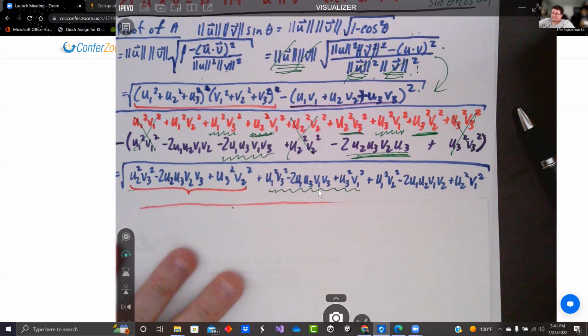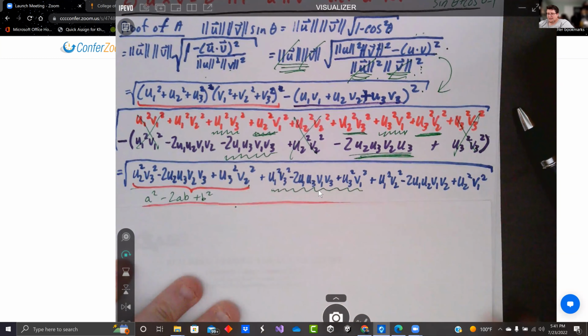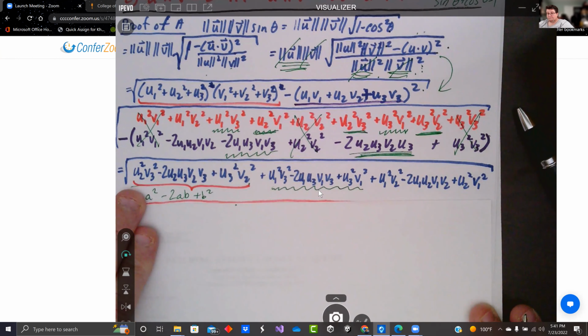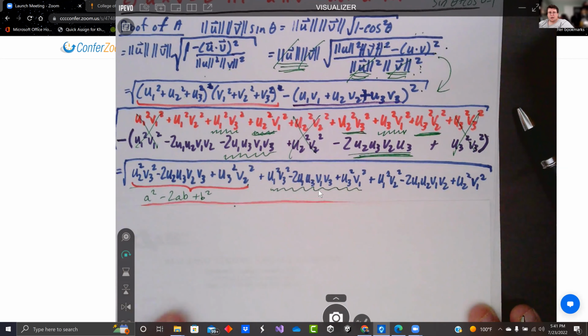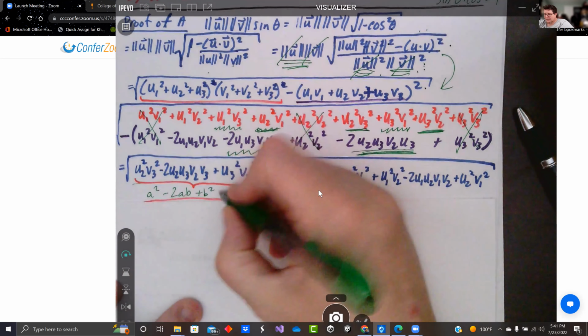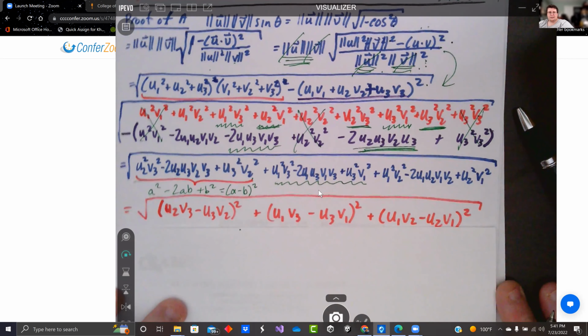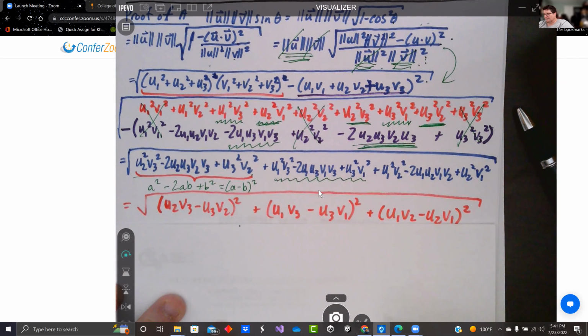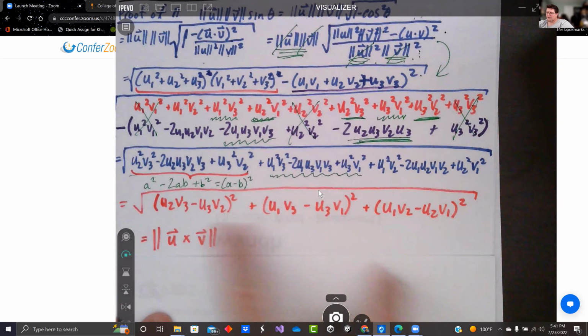These look a lot like a squared minus 2ab plus b squared. If I say a is U2 V3, and b is U3 V2, sorry. So that's a formula. That's (a minus b) squared. So I can rewrite that as (U2 V3 minus U3 V2) squared plus (U1 V3 minus U3 V1) squared plus (U1 V2 minus U2 V1) squared. And what is that? These are the results of the cross product.